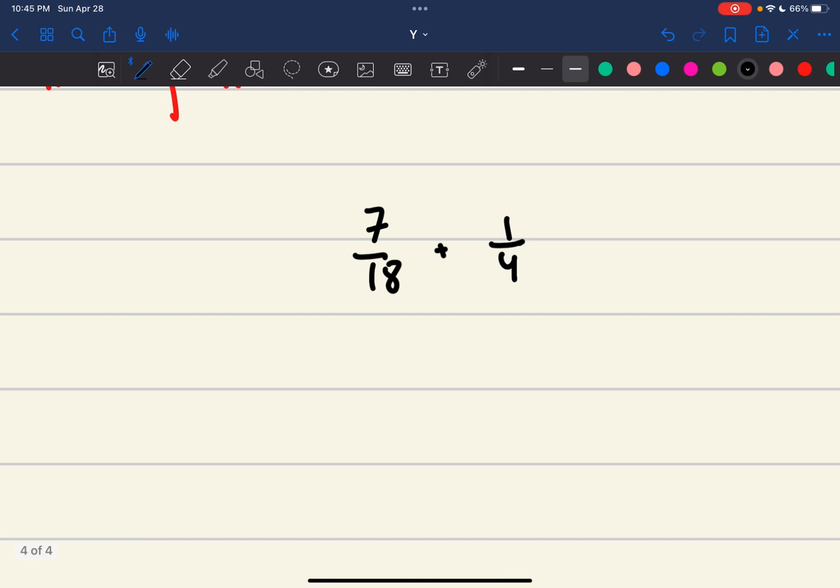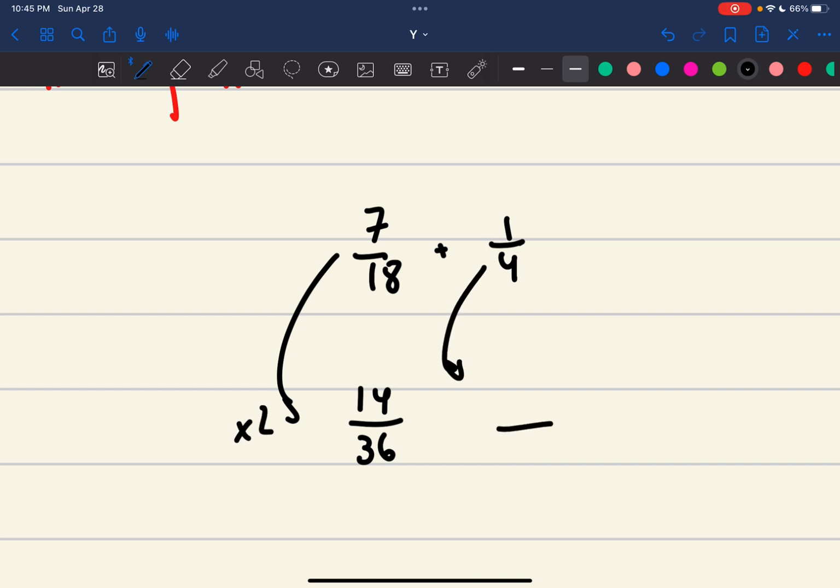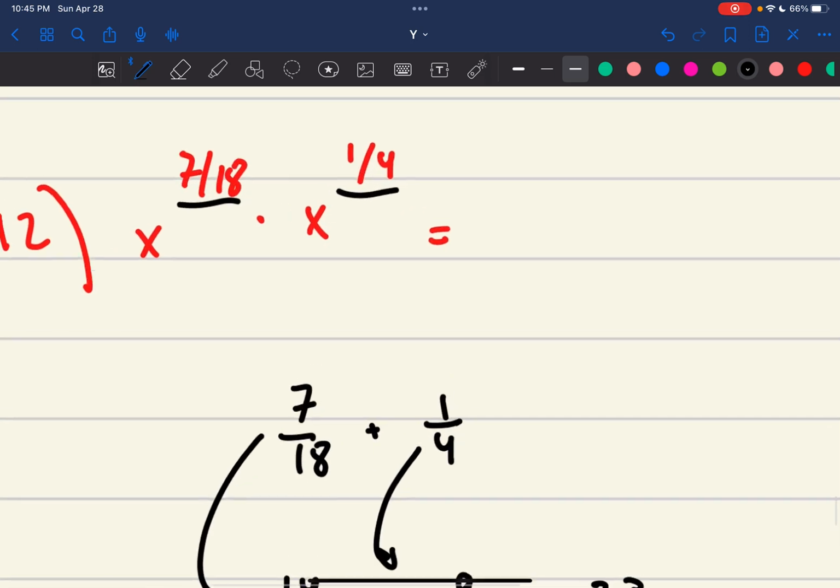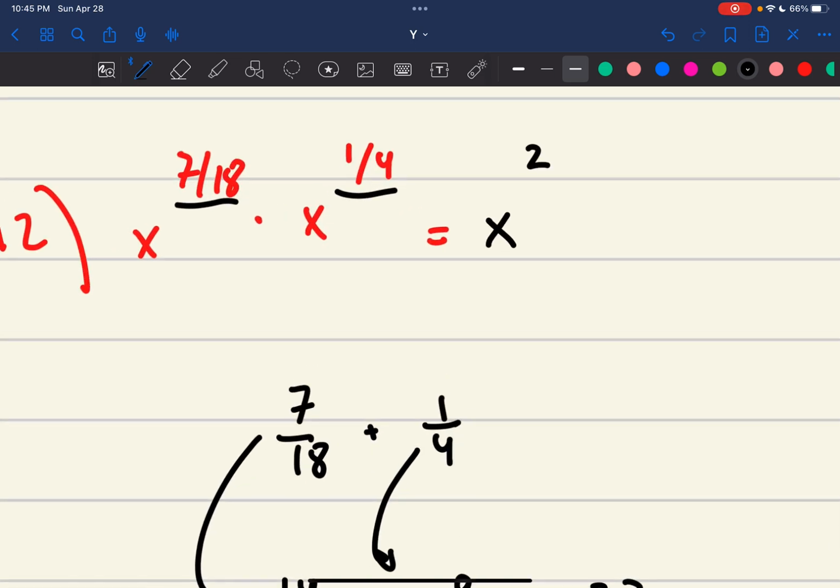So does 4 go into 18? No. But 18 times 2 is 36. And then if I make this 36 by multiplying by 9, we get a common denominator. And then I get 23 over 36. And that's the final answer.